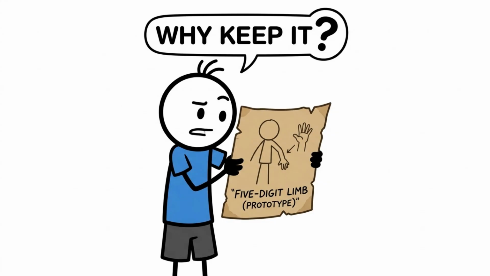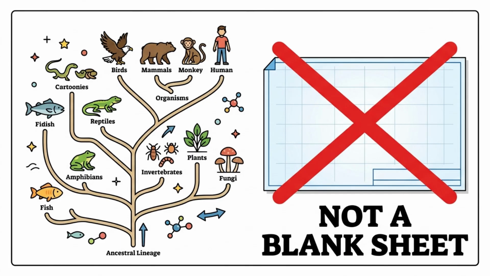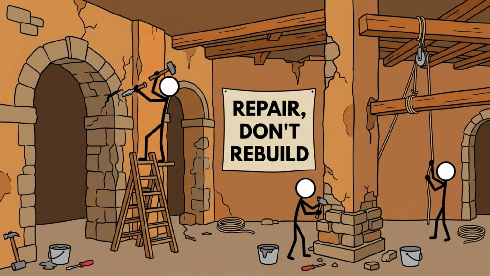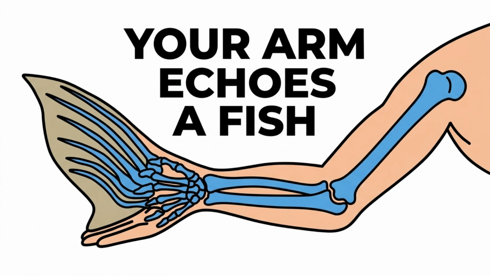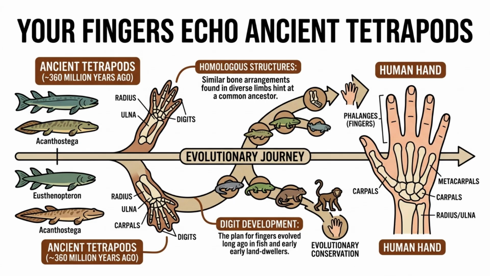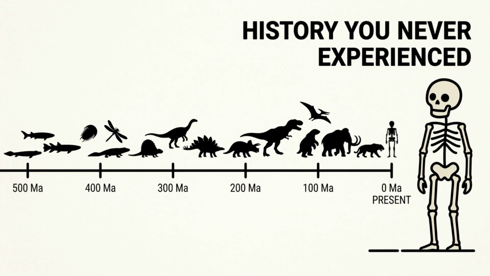Why would evolution keep such an old blueprint for so long? Because evolution is not an engineer starting with a blank sheet. It is more like a repair team working inside an ancient building. Every new feature has to be built on top of something that already exists. That is why your arm contains echoes of a fish, your fingers contain echoes of ancient four-legged animals, and your entire skeleton carries evidence of a history you never experienced.